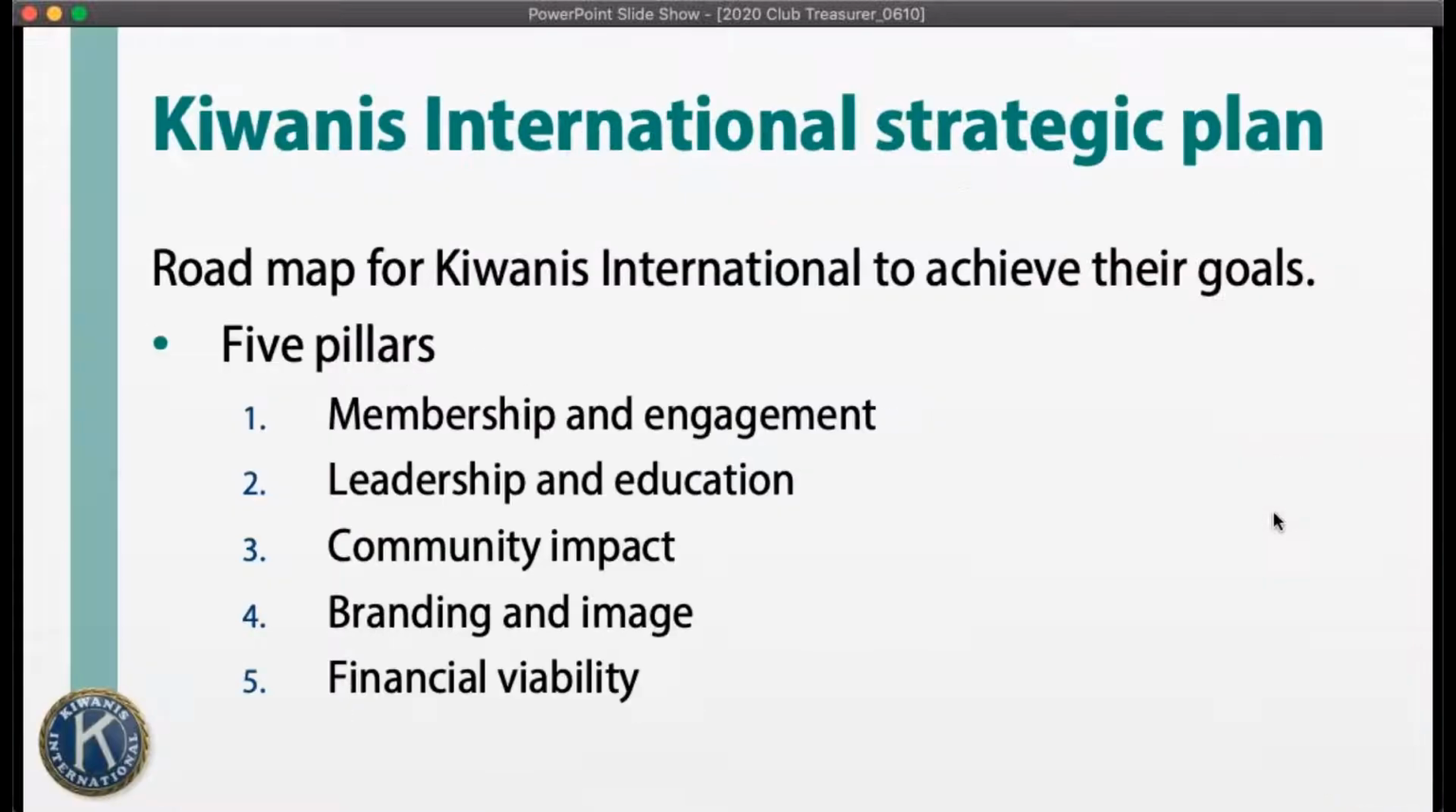The framework for our organization comes from our strategic plan. Consider this the roadmap for KI for us to achieve our goals. It's broken into 5 pillars, and as club treasurer, our financial viability pillar is probably most important to you.